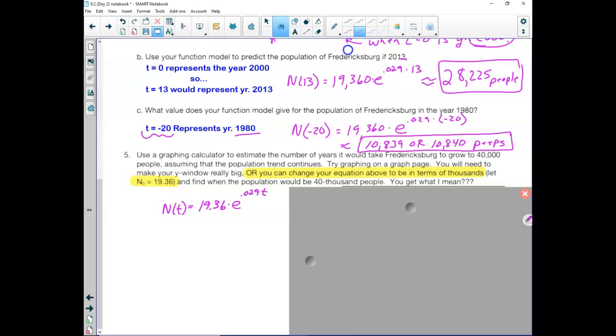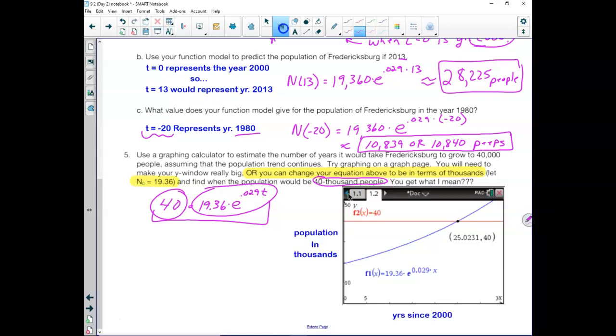0.029 times t, right? And what we are trying to predict is when N of t, my y, is going to be about 40,000 people. Since I have already converted my equation into thousands of people, I don't want to turn it into 40,000. I want to see it as 40. Why would I want to do that? Well, I'll show you. You have no idea how to solve this yet. You're going to graph this in Desmos, and you're going to find their intersection.